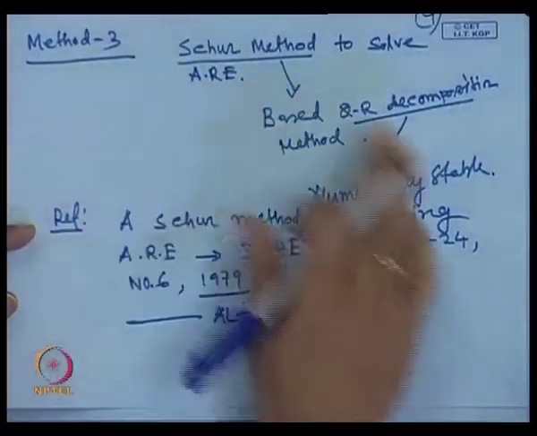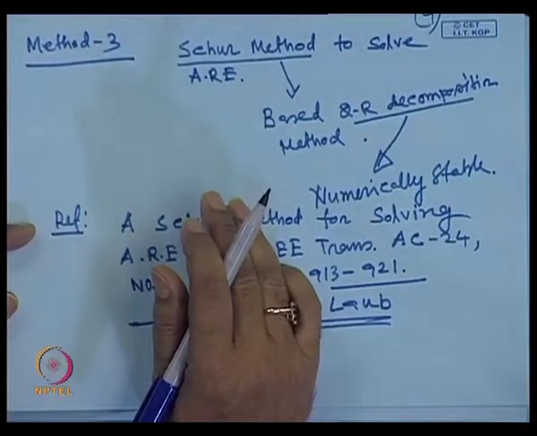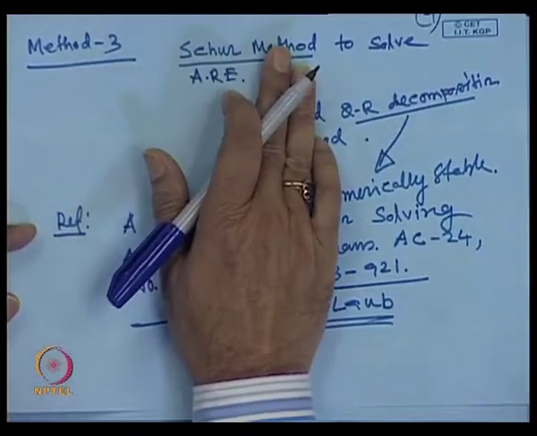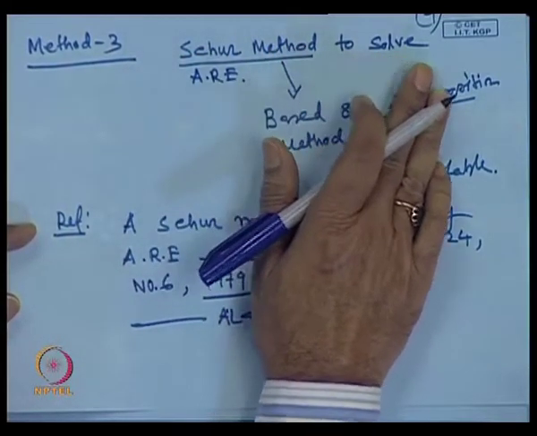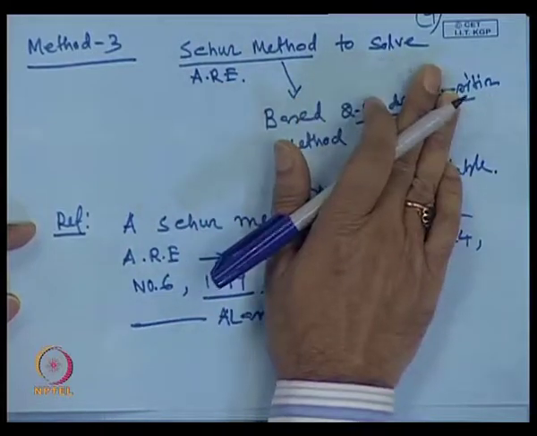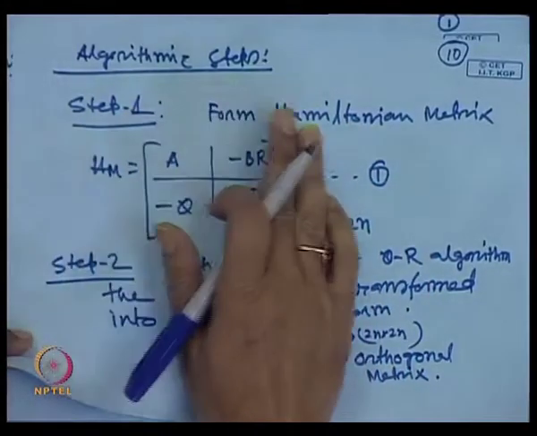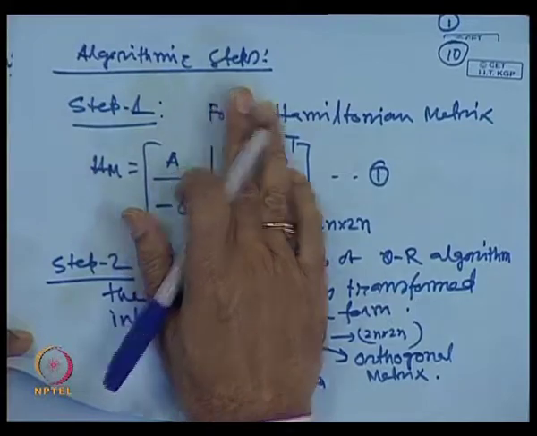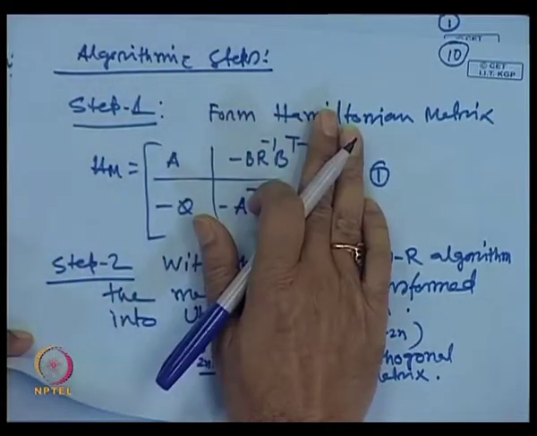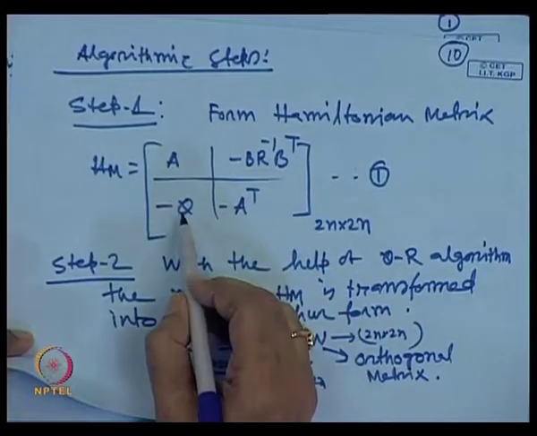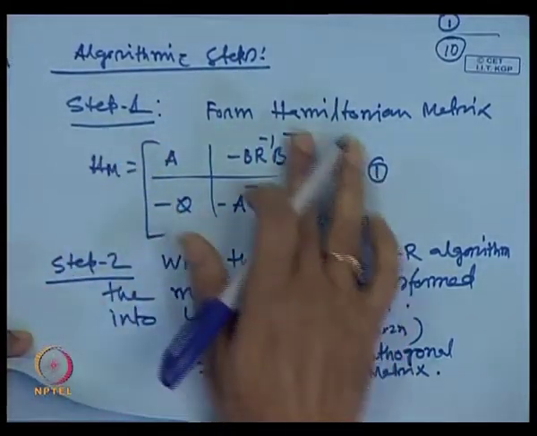systems. If you recollect, our method is to solve the algebraic Riccati equation by using the Schur method, which is numerically more reliable than any other iterative methods for solution of the algebraic Riccati equation. The algorithm steps: first, you form a Hamiltonian matrix with the knowledge of system matrices A, B and the performance index matrices, the state weighting matrix Q and R. So, we can form the Hamiltonian matrix.